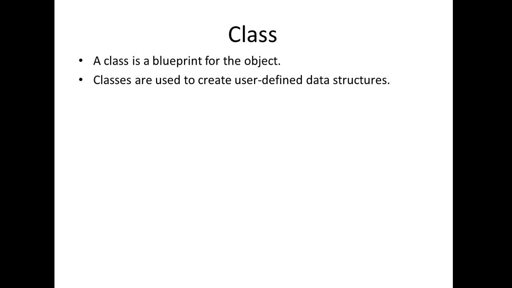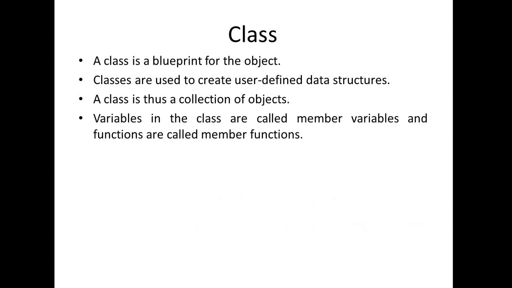I hope we have already studied the data structures concept also, right? Like list, stack, queue, all those things. So with any of these types, the variable can be declared. And a class is thus a collection of objects. A class is a collection of objects.